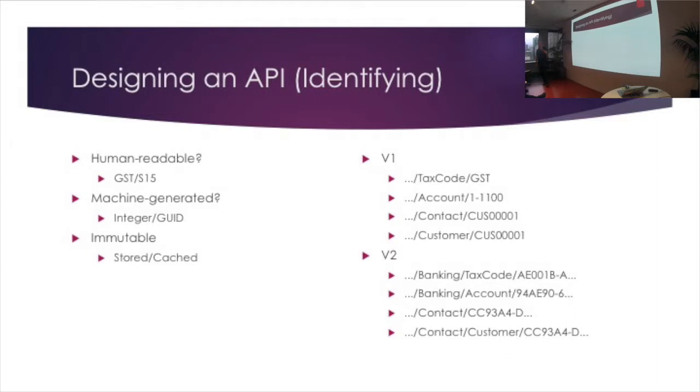Identifying a resource. Again, what identifiers do you use on a resource? We initially went for human readable identifiers. So these are like tax codes. I mean, okay, they mean something to somebody. Didn't mean much to me when I first started. Or do you use machine generated ones? It's quite common. Integers, GUIDs. The thing is that really they should always be immutable.